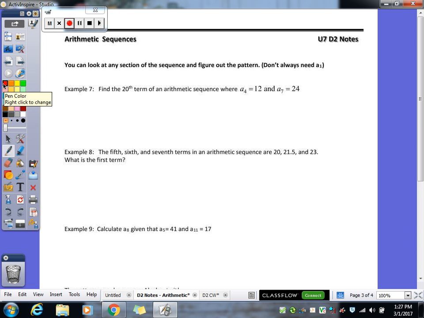So example 7, we're trying to find the 20th term. Which two terms do we know?